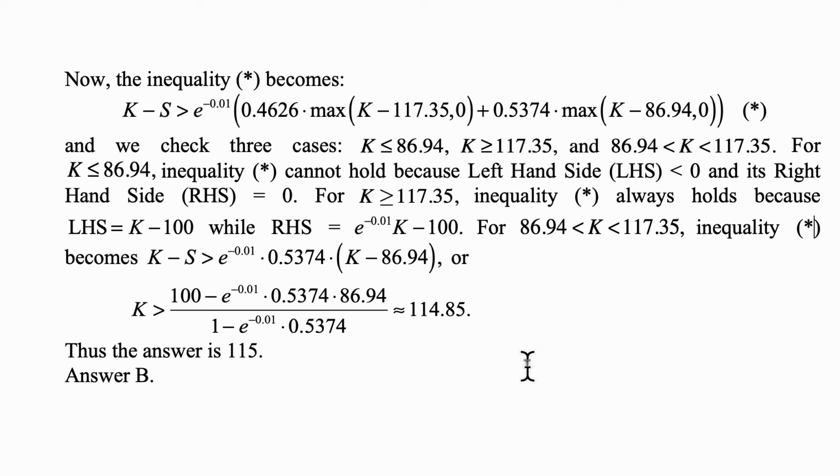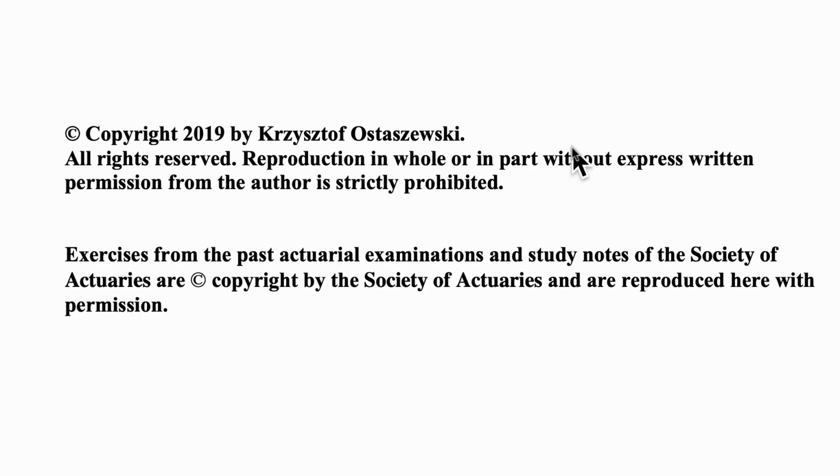And now we basically solve this for k, and k becomes greater than 100 minus e to the minus 0.01 times 0.5374 times 86.94 over 1 minus e to the minus 0.01 times 0.5374. That's approximately 114.85. And so we don't have to go all the way above 117.35. We just need to be above 114.85, and so the answer is 115. That's answer B.